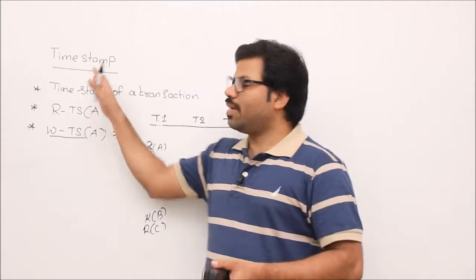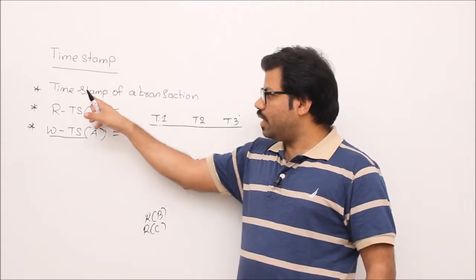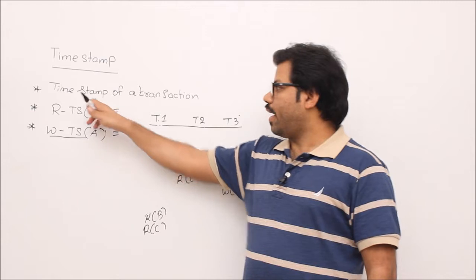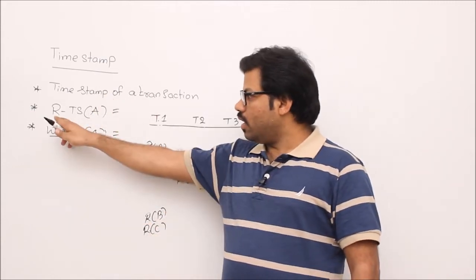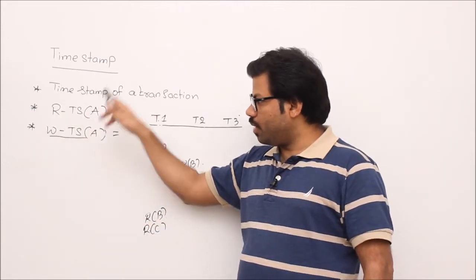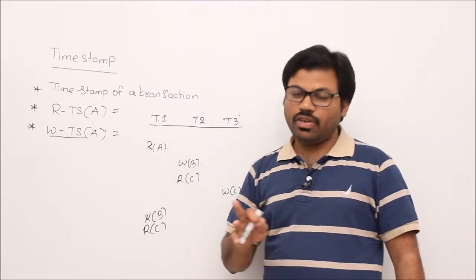Now we'll see the timestamp concept. We have three kinds of timestamps. One is the timestamp of a transaction. The second is the read timestamp of a variable, and the third is the write timestamp of a variable. We'll see them one by one.